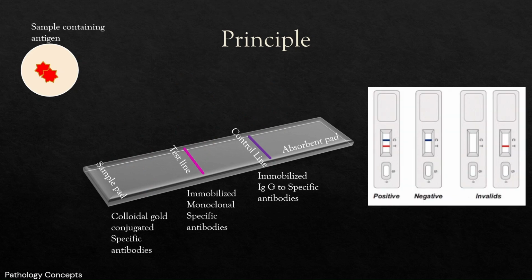In a positive result, you can find both the test line and control line. In a negative result, you will find only the control line, and in invalid results, there is no control line or only the test line is there.